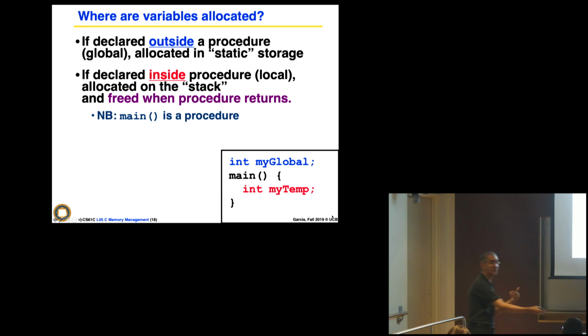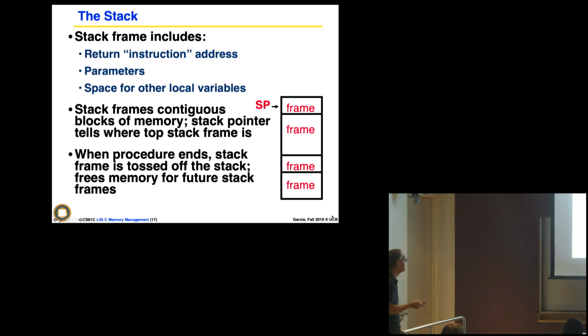You can't make a string as a local array in a subroutine and then return it to me. I can't use that. It's freed when it returns. You can't have that. And main is a procedure, okay?